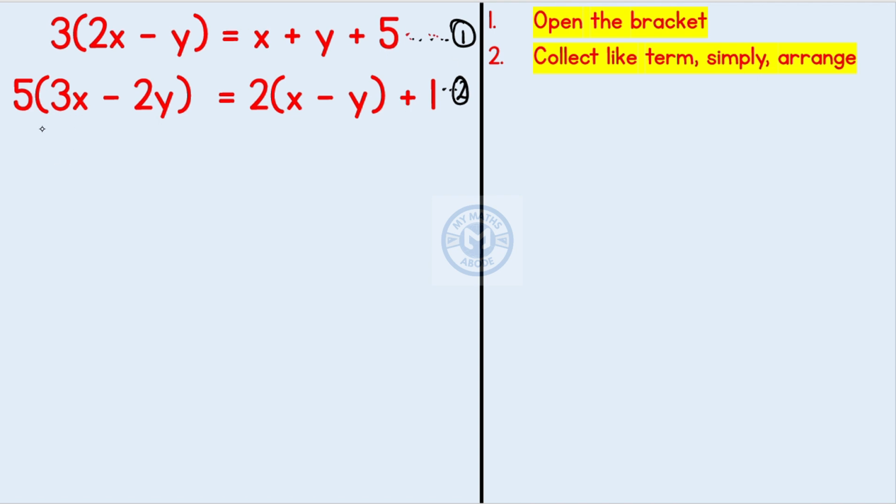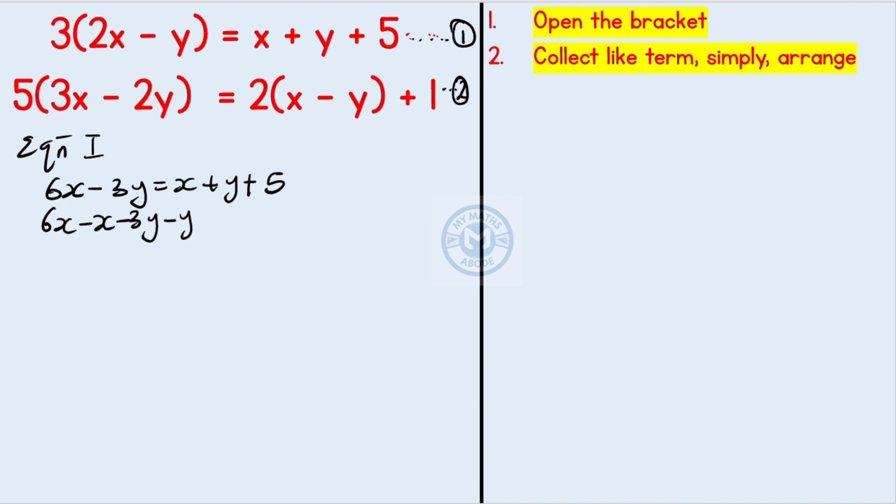So let me solve equation 1 first. What am I going to do? I'll open my bracket. So I'll have 3 times 2x will give me 6x, minus 3 times y will give me 3y, is equal to x plus y plus 5. Now the next thing I'm going to do is to collect like terms. So I have 6x minus x minus 3y minus y is equal to 5. And this will be 5x minus 4y is equal to 5. And this will be my new equation 1.